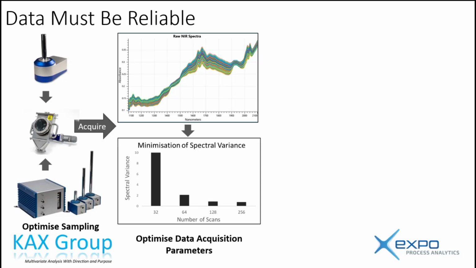And a lot of things that we forget to do is to work out what the optimal number of scans are in order to generate the minimum variability in your spectral data. Okay. Then dynamic systems, obviously, we're limited by a number of things.